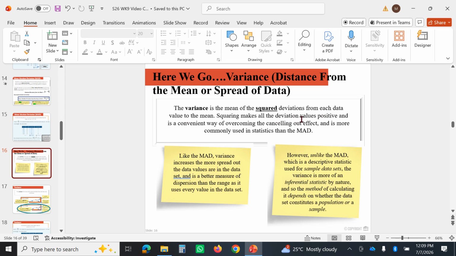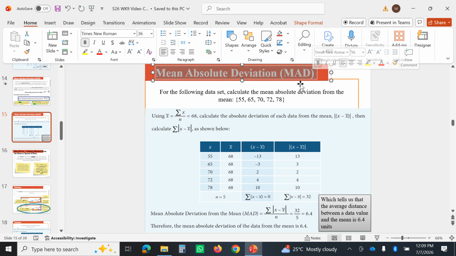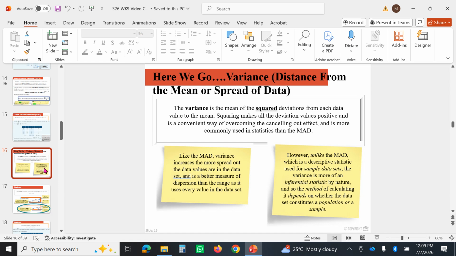Squaring makes all the deviation values positive and is a convenient way of overcoming the canceling out effect, and is more commonly used in statistics than the MAD. Okay, we do use the MAD. It's not a huge part of the course. It's just kind of a stepping stone to get to where we need to. The variance and the squared and the standard deviation, that's what we really want. Okay.